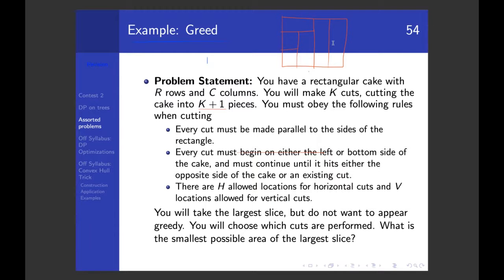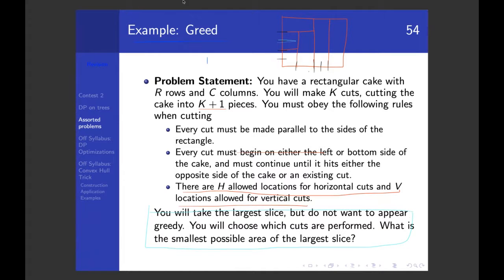Okay, finally, there are only H allowed locations for horizontal cuts and V vertical cuts. What that means is there's some locations, like maybe here, here, maybe here, here, here, and here, and here, here, here, and here. You're allowed to cut on those locations, but you're not allowed to cut anywhere else. So we could cut like this, that's on that line, but we can't cut here because it's not an allowed location.